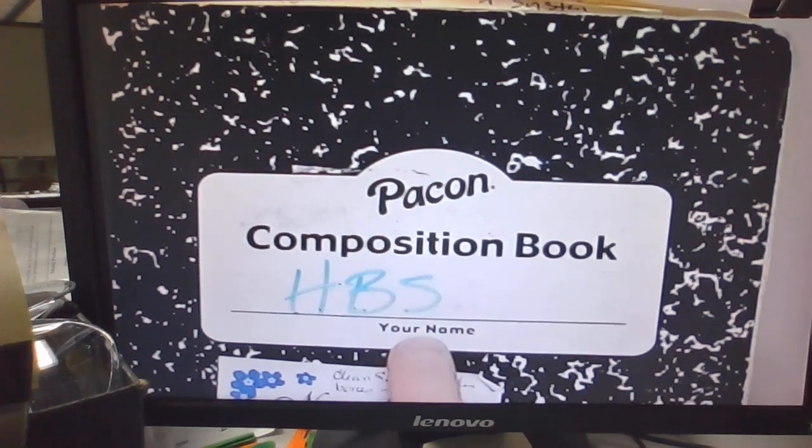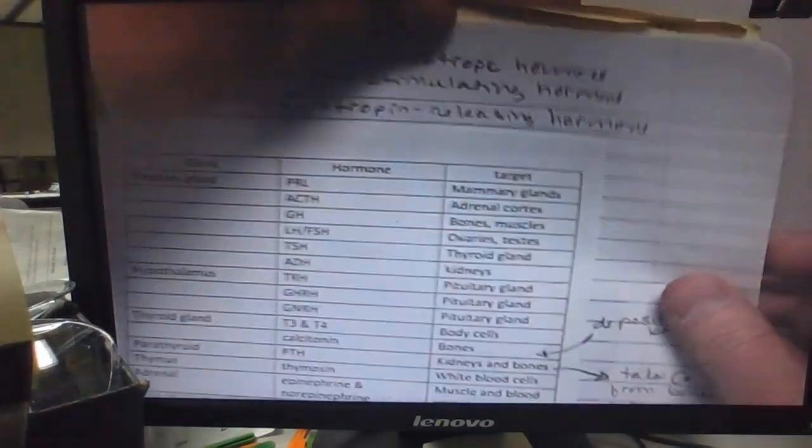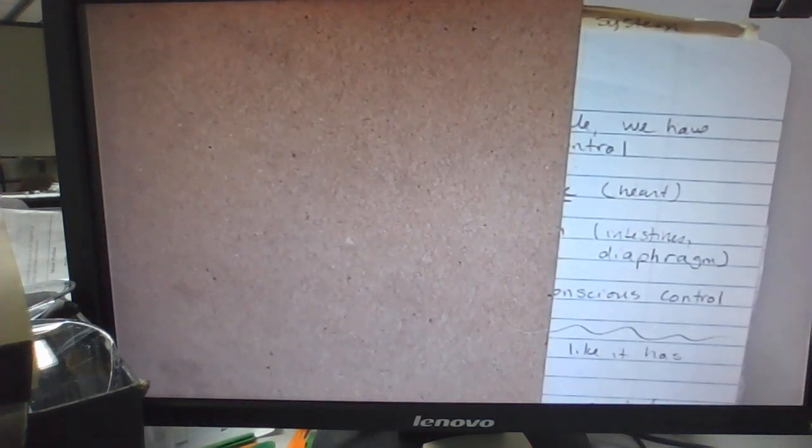These are notes that are going to go into your HBS course file. These are notes on the muscular system. And so once again, I have a post-it that I put at the top for the muscular system so I can get right to that page.